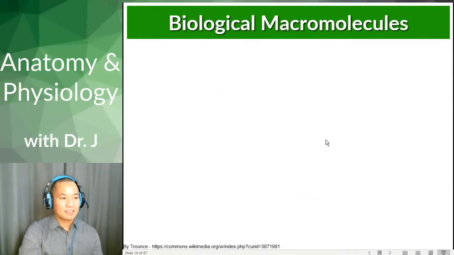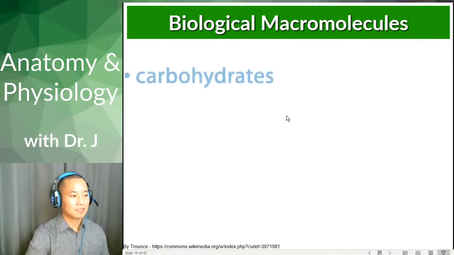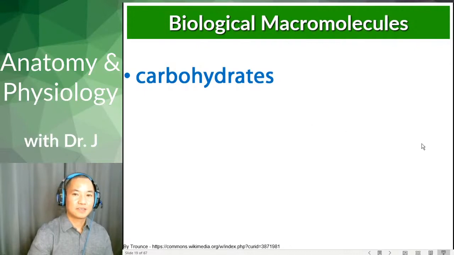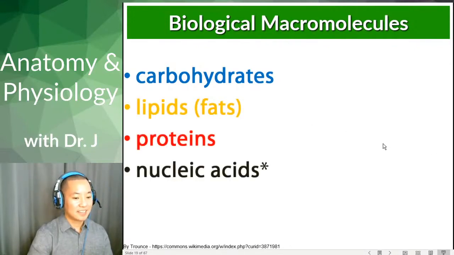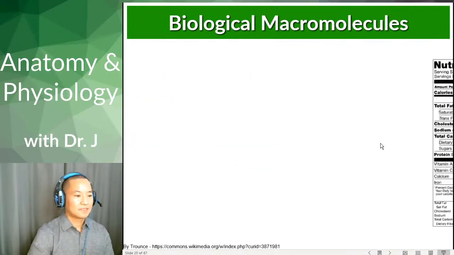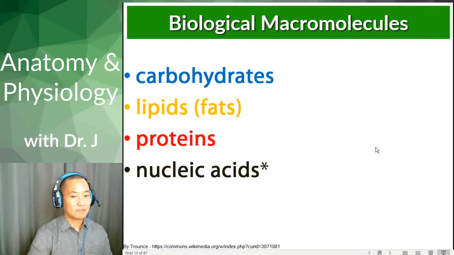Okay, so let's talk about biological macromolecules. This will be what I'll wrap up chapter 2 with. There are 4 main categories: the carbohydrates, lipids, proteins, and nucleic acids. What's a good mnemonic for memorizing all these 4 broad categories of biological macromolecules?